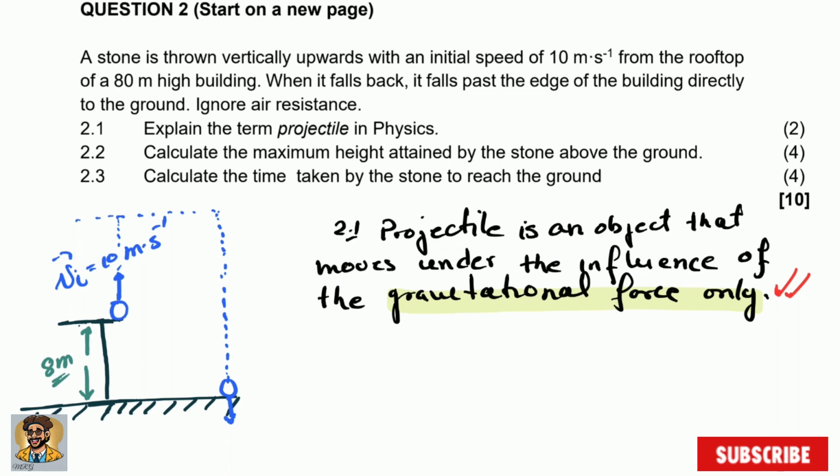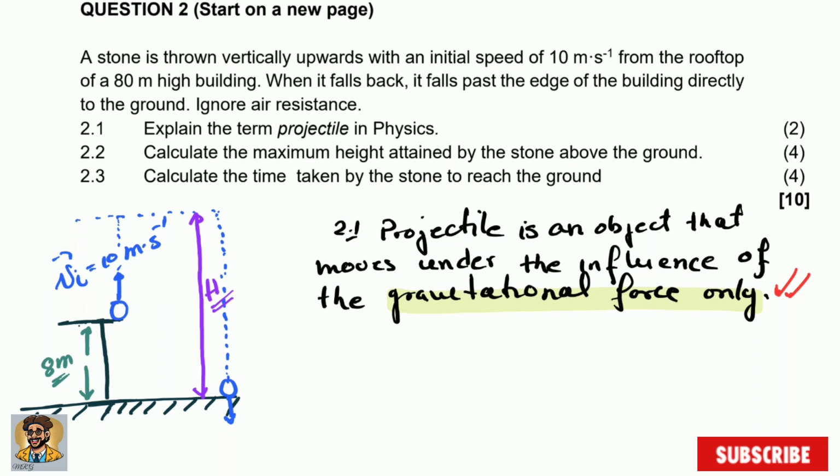Question 2.2: calculate the maximum height attained by the stone above the ground. So the maximum height above the ground, guys, is this one here. This is the height from the ground. That is what they want. We already have 80, but we don't know how far the stone went from the top of the roof, so that is what we are going to calculate.